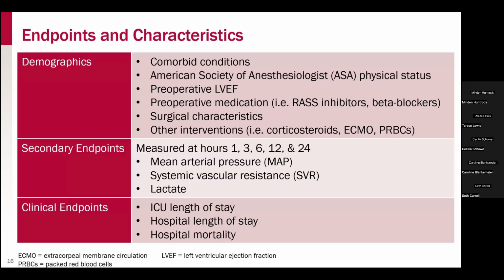So the endpoints and characteristics that were collected on each patient for demographics or background: there were comorbid conditions, the American Society of Anesthesiologists physical status, preoperative left ventricular ejection fraction, preoperative medications like RAS inhibitors or beta blockers, surgical characteristics or other interventions, and then secondary endpoints including mean arterial pressure, systemic vascular resistance, or lactate, all measured again at 1, 3, 6, 12, and 24 hours. And then they had other clinical endpoints like ICU length of stay, hospital length of stay, and hospital mortality.